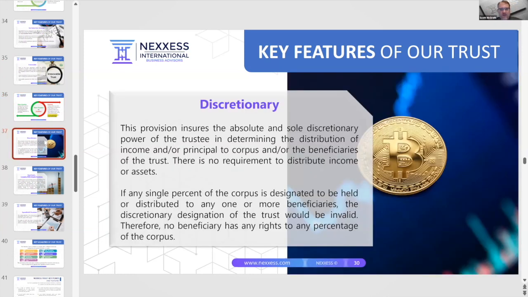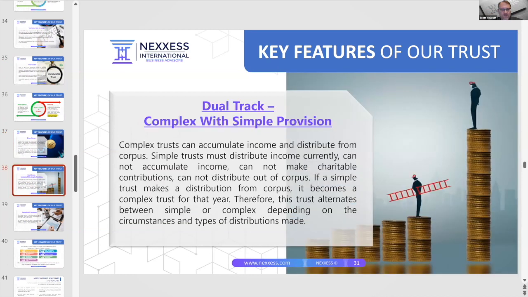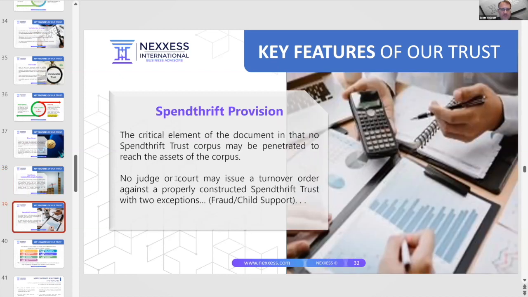The third is the discretionary provision. Most important one next to the spendthrift provision, I believe. You've got to have discretion. The trust has to allow discretion too. What does that mean? That means you have the right to either distribute from the trust or not distribute. You have the discretion to do that. And then the complex provision is important too. You've got to have the right to allocate to the corpus of the trust. Ours is a dual track, which gives you both rights. You can distribute if you want, or you can allocate to corpus. We have both. And the last one is the spendthrift provision.